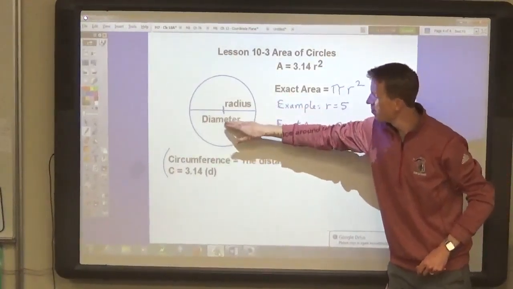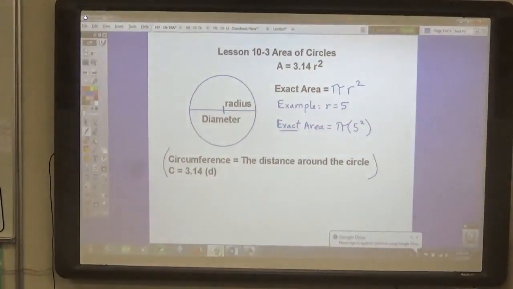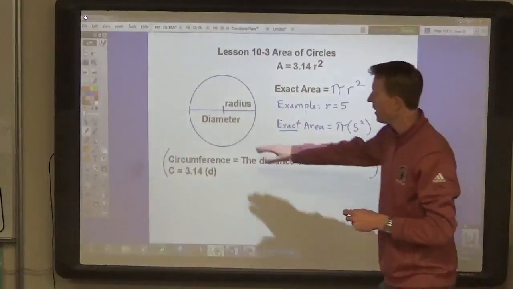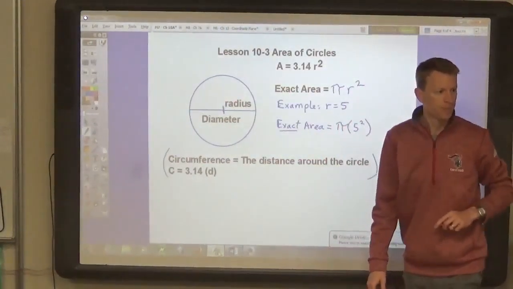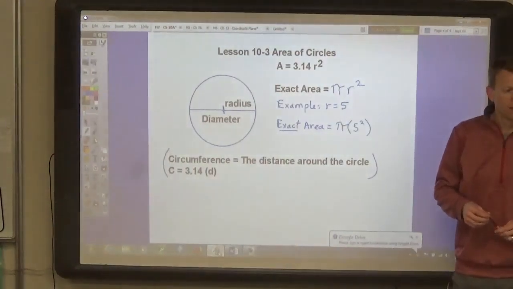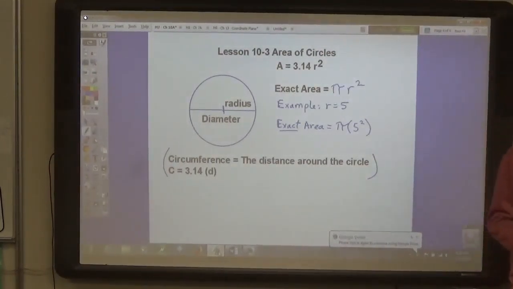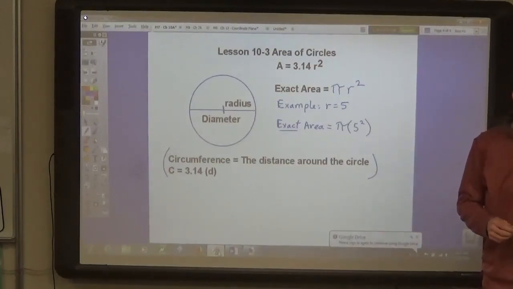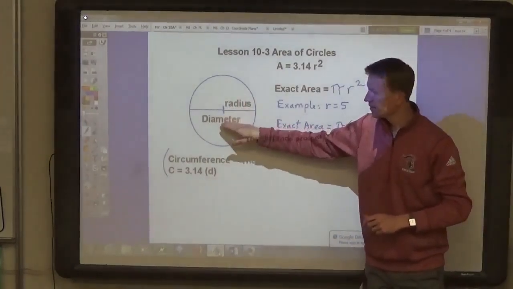So what's the relationship between the radius and the diameter? How are they related? The radius and the diameter. Caleb? You use the word half. Which one is half? You said they're half something. No, the radius and the diameter.